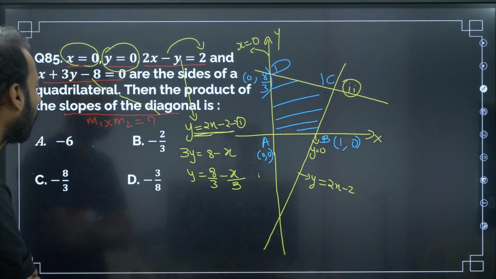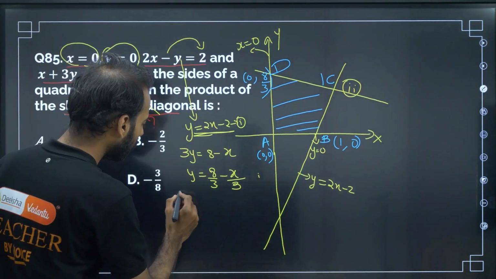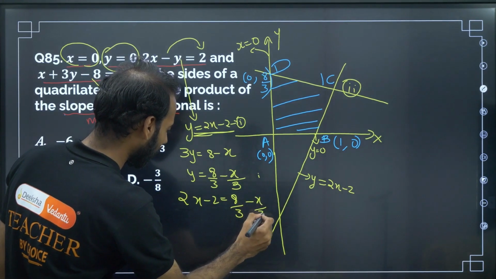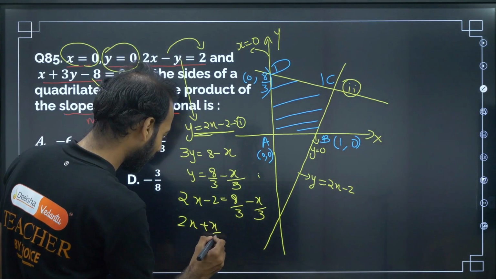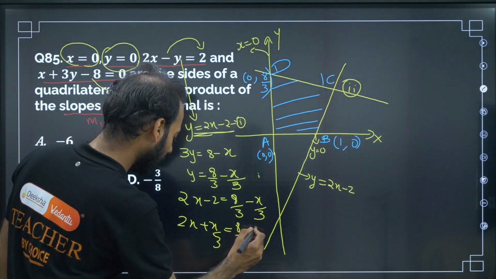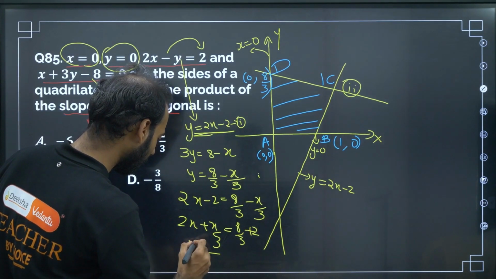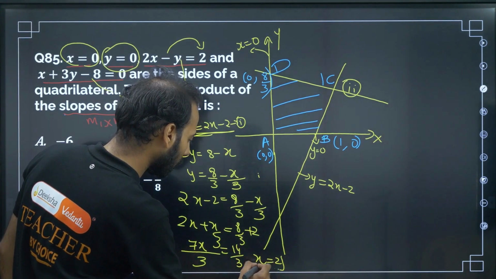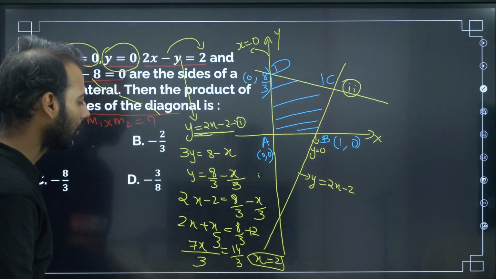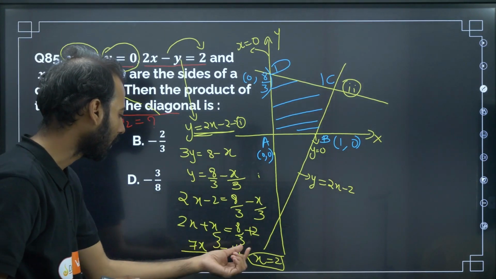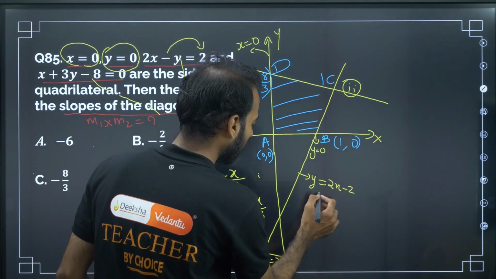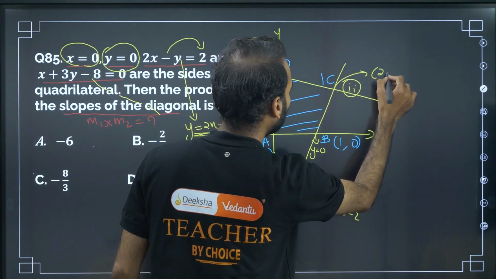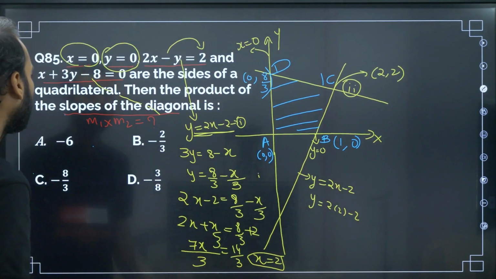What happens here: y is equal to 2x minus 2 is equal to 8 by 3 minus x by 3. So 2x plus x by 3 is equal to 8 by 3 plus 2. So 6x plus x is 7x is equal to 14 by 3, which implies x is equal to 2. Only simplification is time taking, nothing complicated. So x is 2. If I place x as 2 here, y is equal to 2 into 2 minus 2, so y is 2. So this point C becomes 2 comma 2.